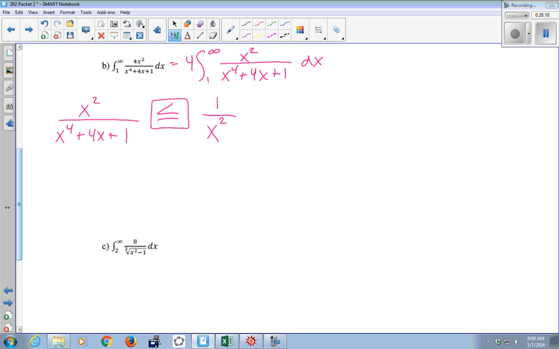All right, 1 over x squared, what does that do? Converge or diverge? Converge, okay.